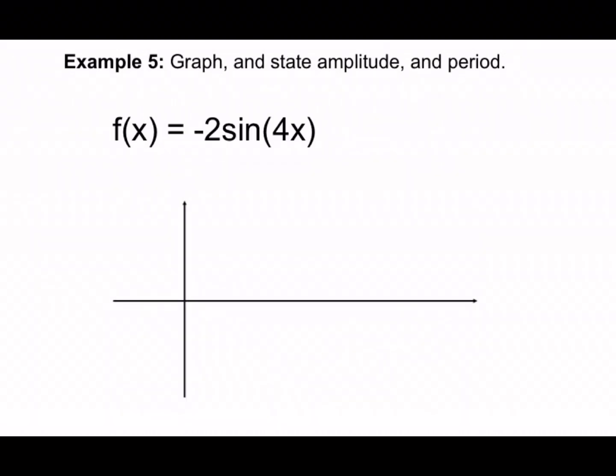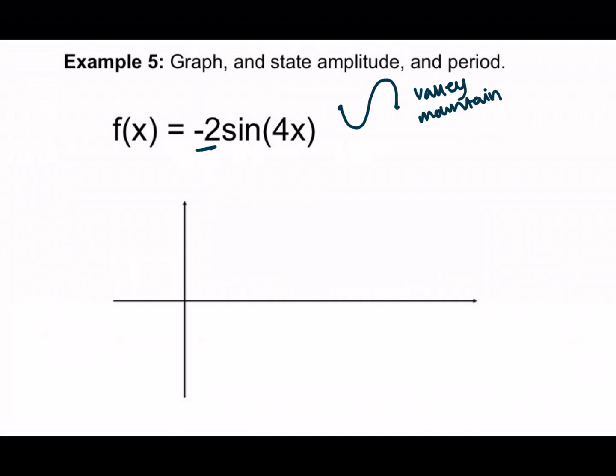Next one, we are graphing -2 sine of 4x. So -2, already I'm dealing with a reflection. So instead of making a mountain and then a valley, I'm first going to make my valley and then my mountain because it's reflected. Okay, so valley and then mountain.